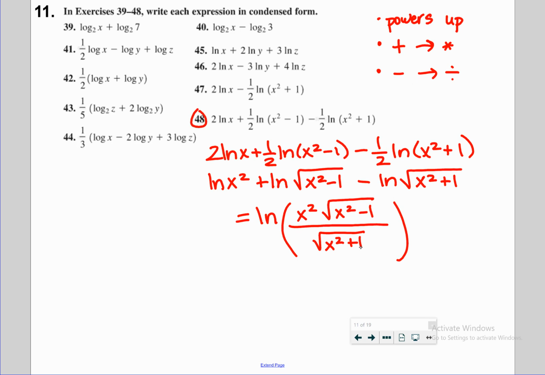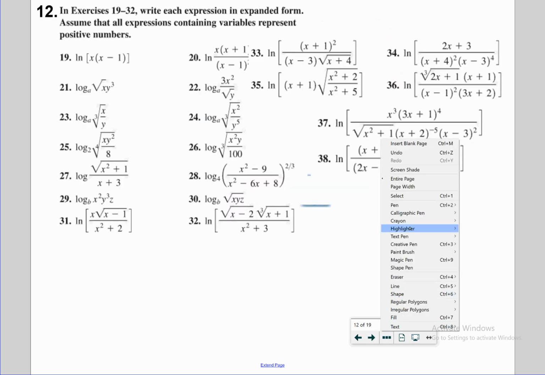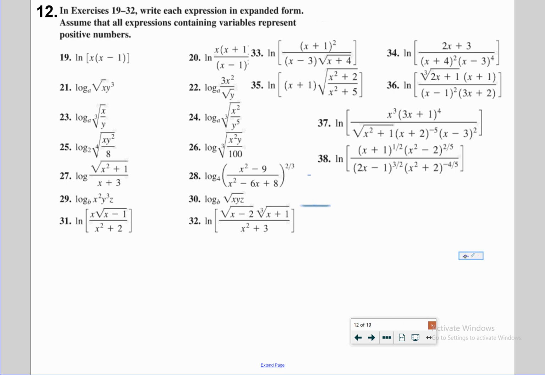Any questions on that problem? All right. The next one is just the opposite. We are expanding. So we have the condensed version, and we want to write it out into the long version that has as many logs as possible. All right, pick a number, and I'll write it a little bigger for you. What do we like?